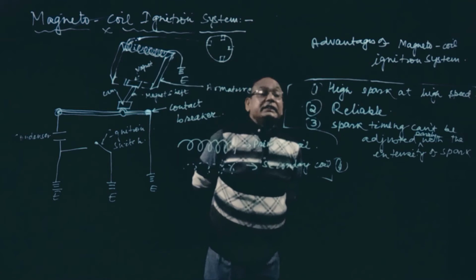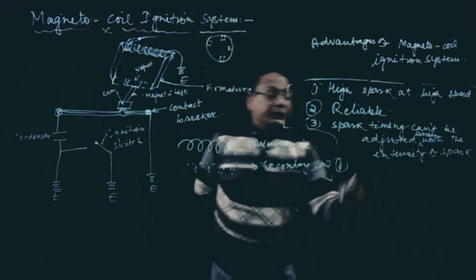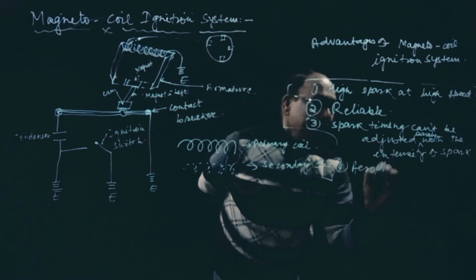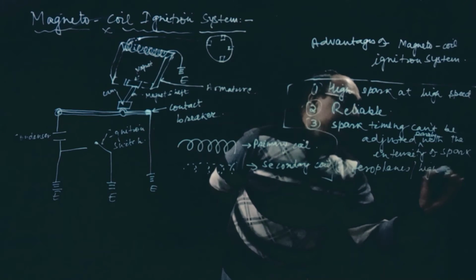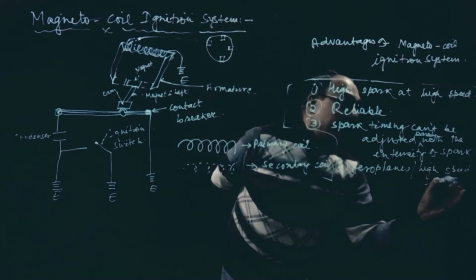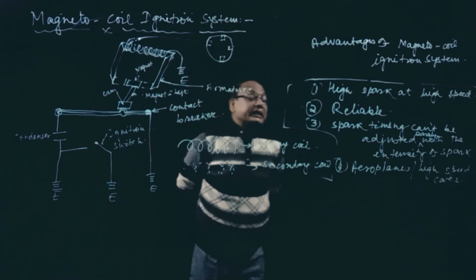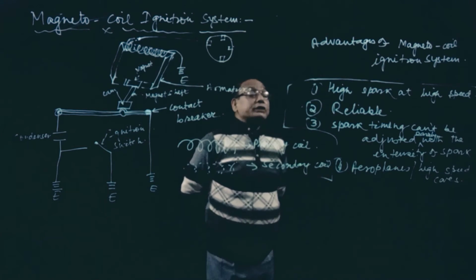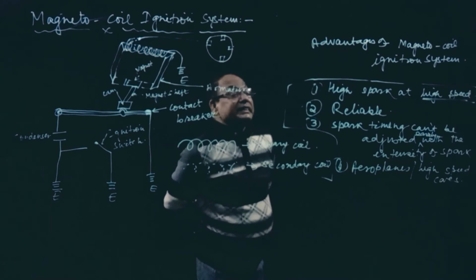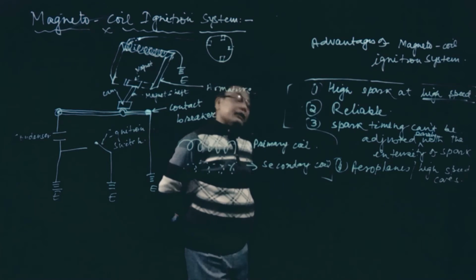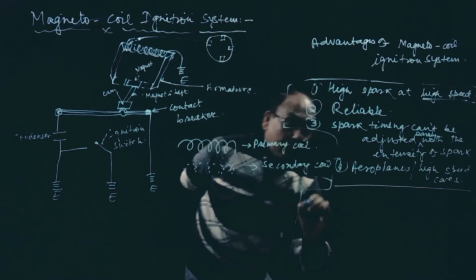What is another advantage? This is more reliable, and can be used in aeroplanes and high speed cars, racing cars. So in racing cars we can use this one, because this system produces high spark at high speed. But the disadvantage is that it produces low spark at low speed. So let us discuss the disadvantages.